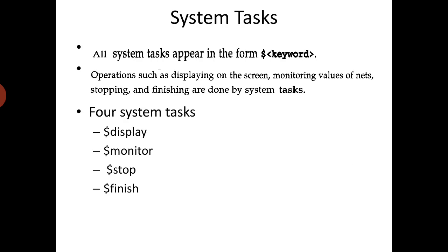Now what are system tasks? System tasks appear in the form of the dollar keyword. These are the keywords or library functions which will give the details used to debug the code, and while running, how exactly the execution of the code is happening. To know the details of that, we will use some library functions or system tasks.